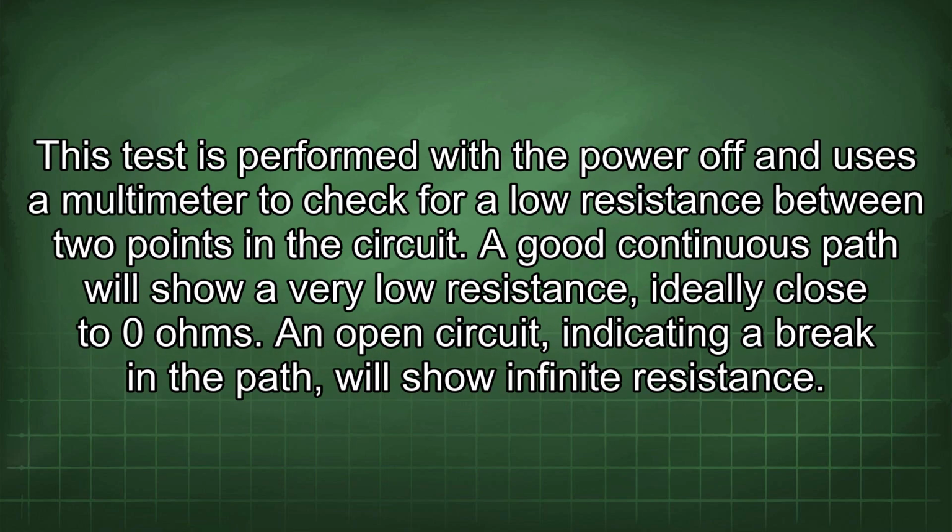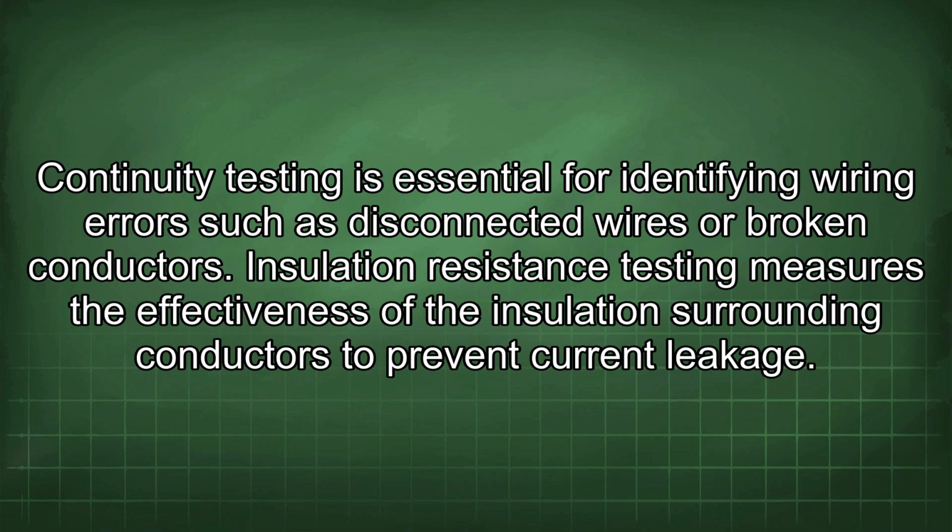This test is performed with the power off and often uses a multimeter to check for a low resistance between 2 points in the circuit. A good continuous path will show a very low resistance, ideally close to 0 ohms. An open circuit, indicating a break in the path, will show infinite resistance. Continuity testing is essential for identifying wiring errors such as disconnected wires or broken conductors.